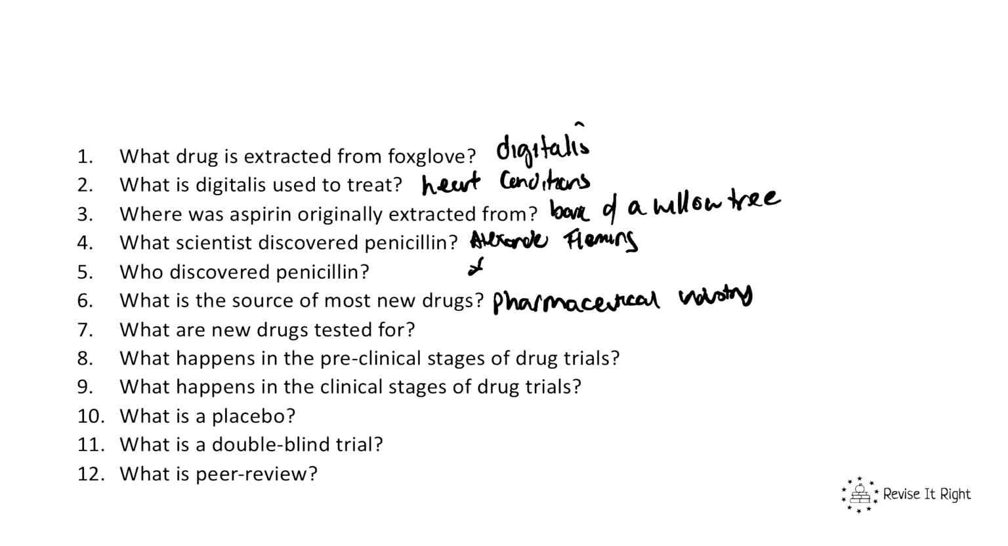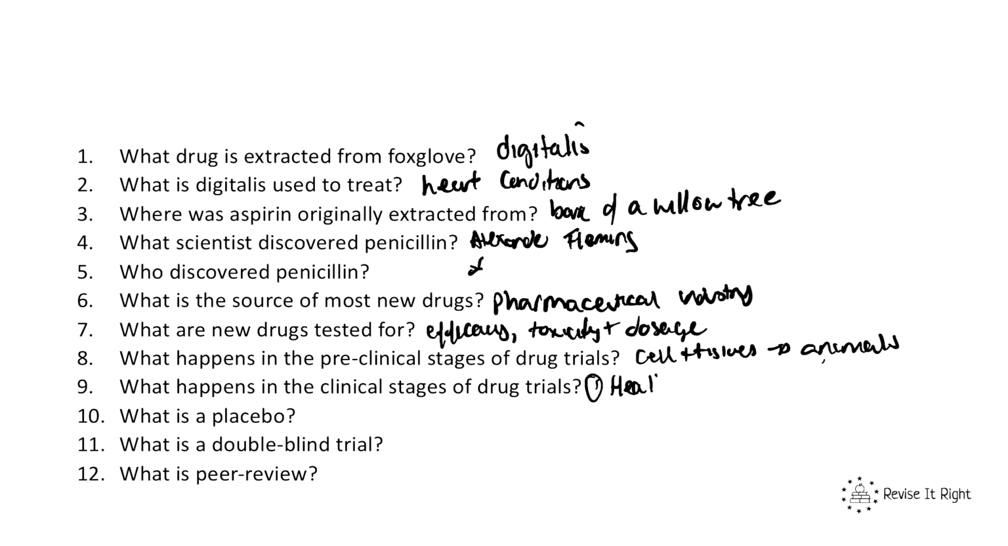What are new drugs tested for? Efficacy, toxicity, and dosage. What happens in the preclinical stages of drug trials? Well, first they're tested on cells and tissues, and then they're tested on animals. What happens in the clinical stages? Well, first they're tested on healthy volunteers, and then unhealthy volunteers, and then a larger sample of the unhealthy volunteers.